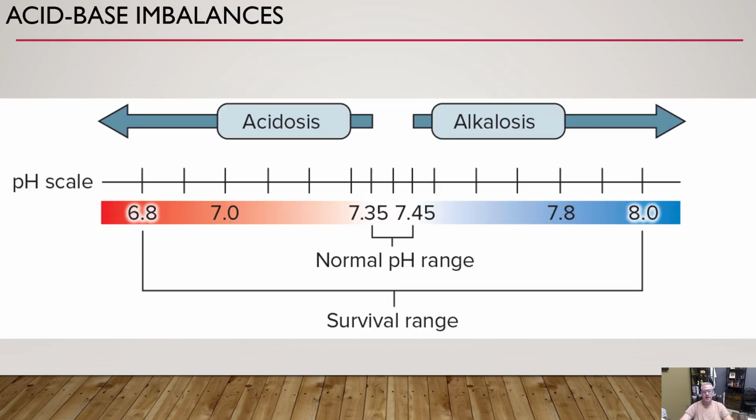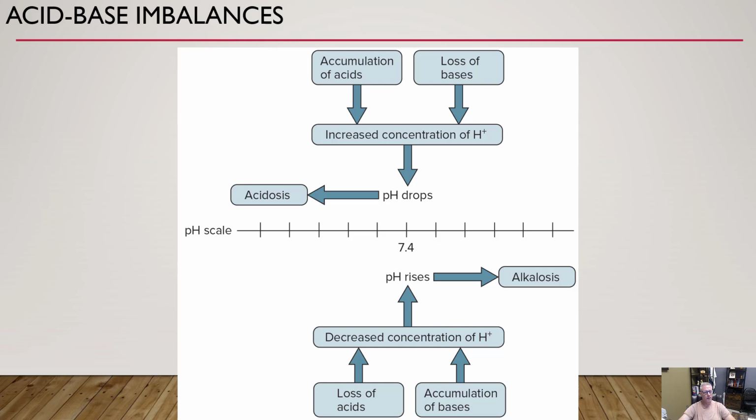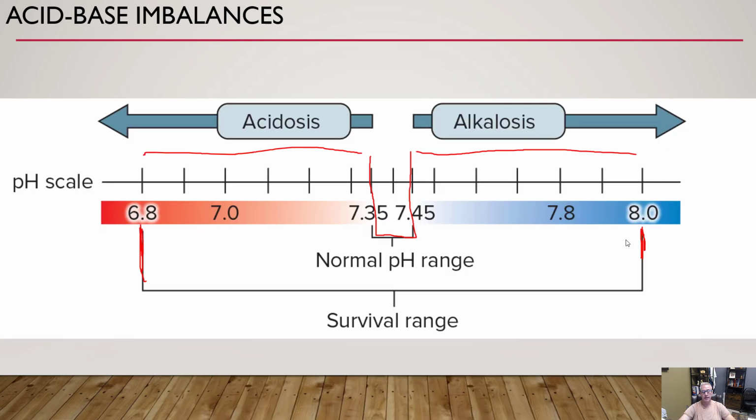All right, so here's a picture graph of our normal 7.35 to 7.45. If we are below 7.35, we are acidosis, and if we're above 7.45, we are alkalosis. Typically, we can't survive below 6.8, and we can't survive above 8.0. That's about our survival range, 6.8 to 8.0, for our blood pH.